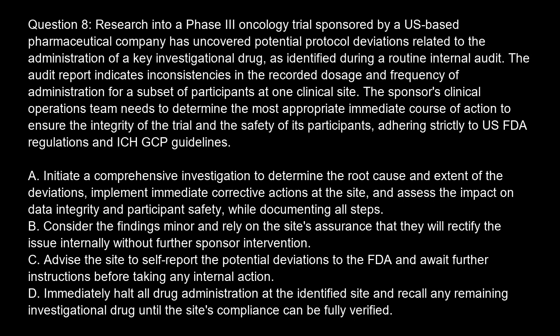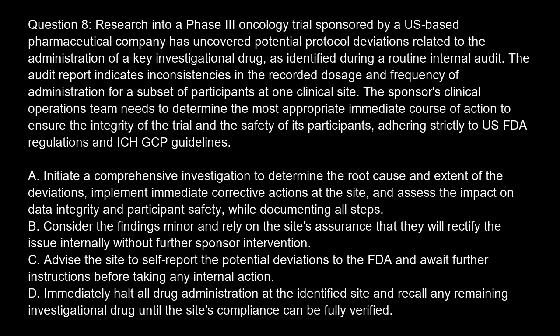Research into a Phase III oncology trial sponsored by a U.S.-based pharmaceutical company has uncovered potential protocol deviations related to the administration of a key investigational drug, as identified during a routine internal audit. The audit report indicates inconsistencies in the recorded dosage and frequency of administration for a subset of participants at one clinical site. The sponsor's clinical operations team needs to determine the most appropriate immediate course of action to ensure the integrity of the trial and the safety of its participants, adhering strictly to U.S. FDA regulations and ICH GCP guidelines.